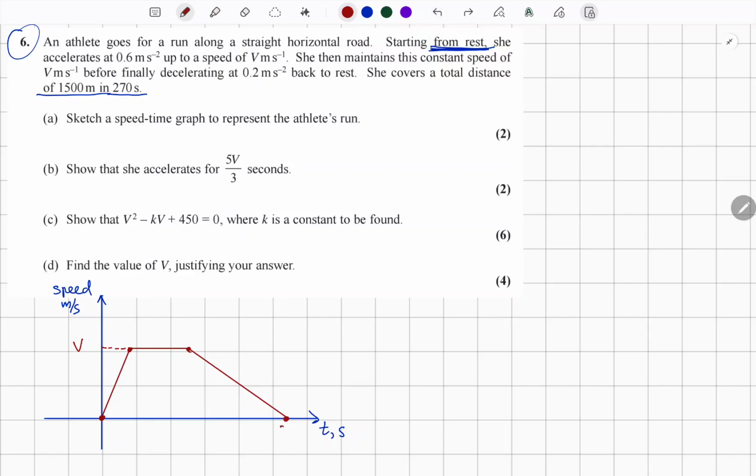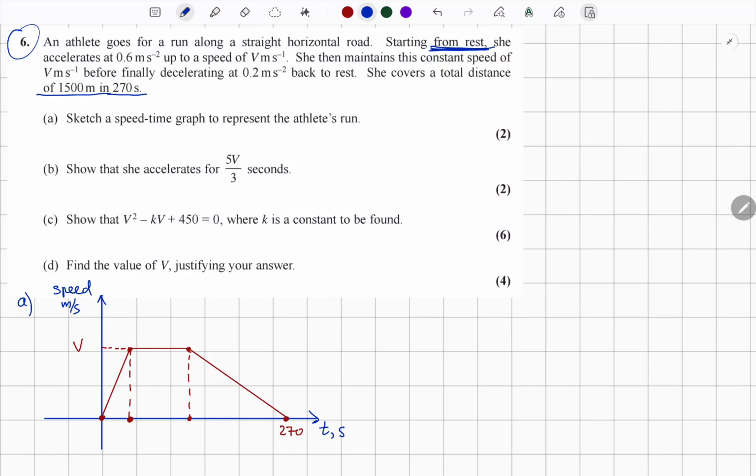The whole run takes 270 seconds, and the area under this graph, the area of this trapezium, is 1,500 meters. We don't know the time when she started to maintain the speed of v, and we don't know the moment when she started to decelerate, but that's okay. So that was part A.